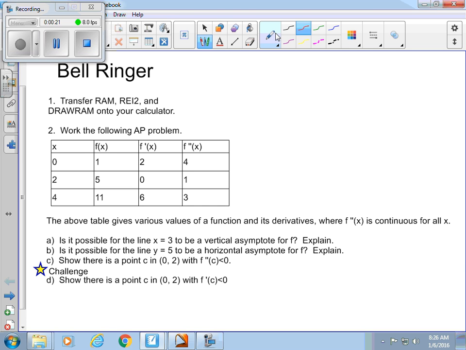So it's probably the reason it hasn't been a real AP problem is it would probably be a pretty low scoring one, although they have some of those sometimes. Is it possible for x equals 3 to be a vertical asymptote for f? Any ideas? X equals 3 is not on the table, so we're asking to make an assumption. Well, why not? Why couldn't there be an asymptote there?